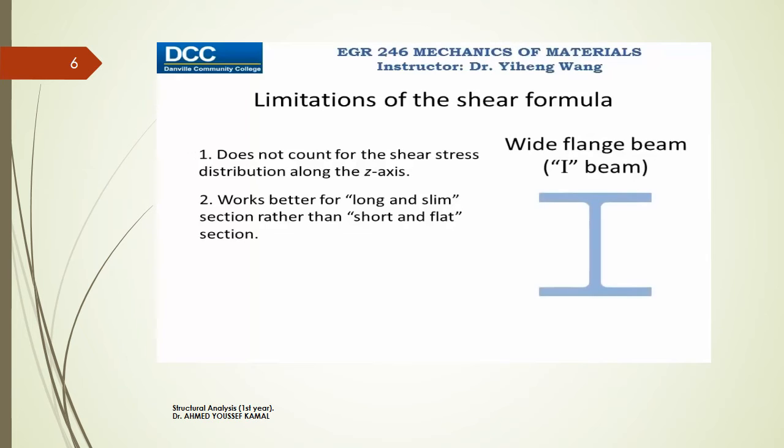For example, for a wide flange beam or an I-beam, the shear formula gives better prediction for the web than the flange. However, that is acceptable because most of the time we are only interested in the maximum shear stress, and the maximum shear stress does occur at the web section of the beam.